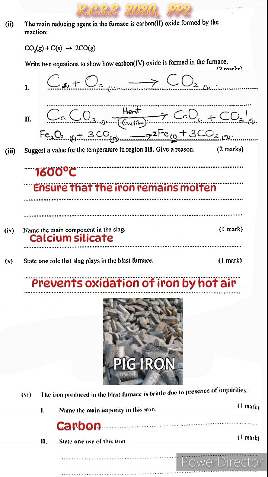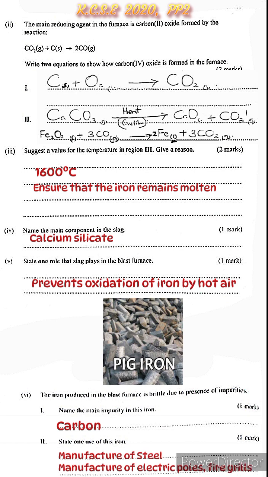State one use of this iron. So this iron has quite a few uses. Some of the more common ones are that it's used in the manufacture of steel, in the manufacture of electric poles and fire grills.